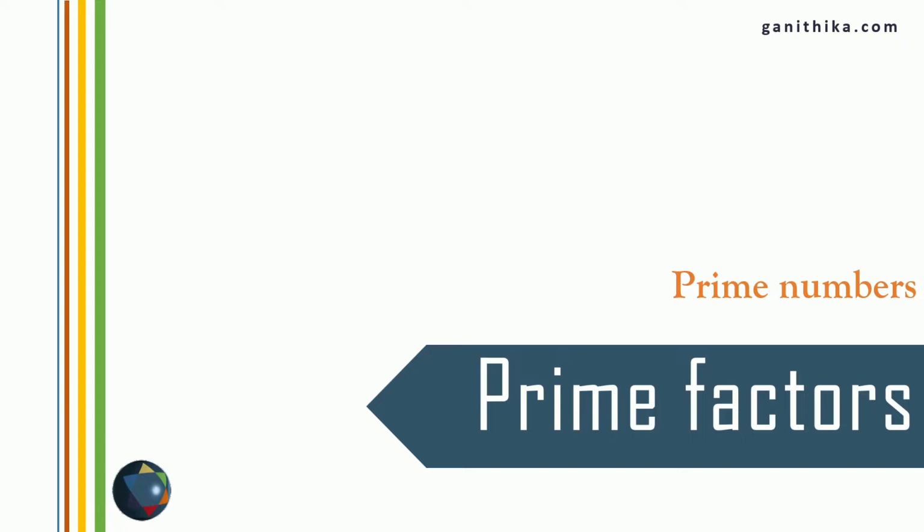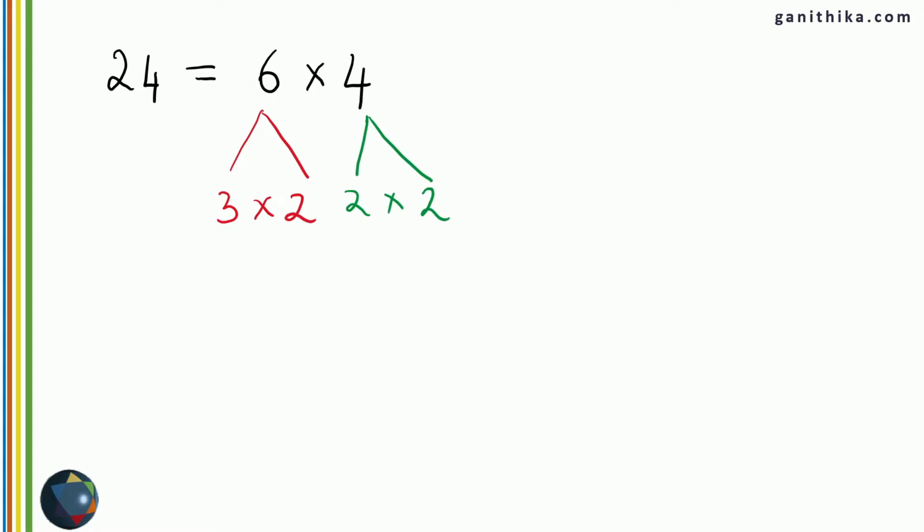Now let's see what prime factors are. If I can express a number as a product of two numbers, say 24 can be expressed as 6 times 4. I can also express this as 8 times 3 or 2 times 12 as you wish, but I'm just choosing 6 and 4 in this case. I'm writing 24 as 6 times 4, but I can still split the 6 as 3 times 2 and the 4 as 2 times 2. So if I split 6 and 4 again, I will write this as 3 times 2 times 2 times 2.